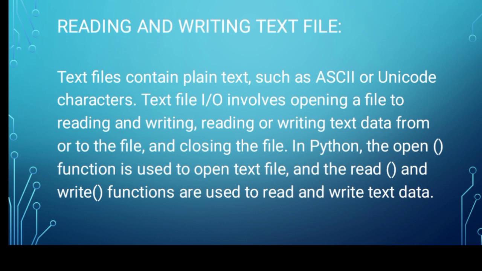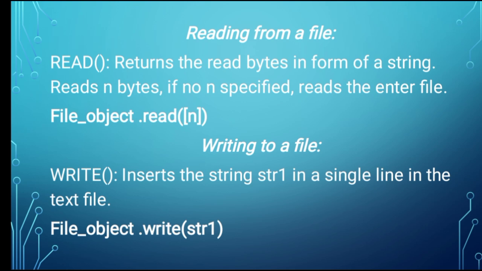Writing to a file inserts the string str1 in a single line in the text file: file object write str. CSV file, comma separated values. It is a simple file format used to store tabular data such as a spreadsheet or database. In a CSV file, each line represents a row of data and each field within that row is separated by a comma.